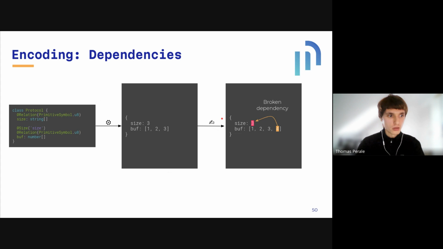Also, something I called dependency. If we have a size controller, a size constraint, that this buffer will be written 3 times, it will be written based on the value of another property. So here, the buffer will contain only 3 elements. Then we add a new number to that buffer. We'll have a broken dependency with the size. It's something that won't be fixed automatically.